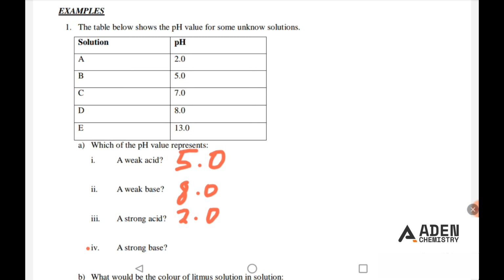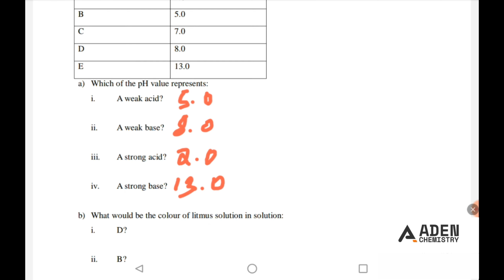Then Roman 4, we are told strong base. Bases, as we said, have a pH above 7 to 14. So above 7 to 14, we have E and E. So which one is for strong base? It will be 13. That's for solution E. So we're going to say 13.0 as our answer. 13.0. So next, let's proceed to part B of our question.